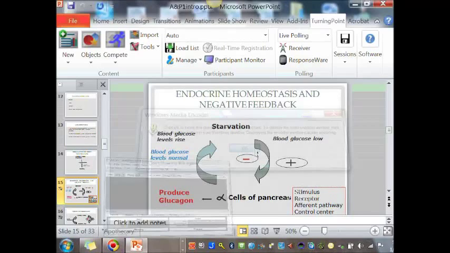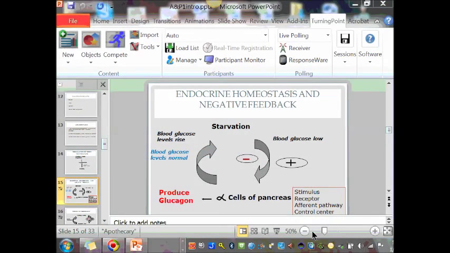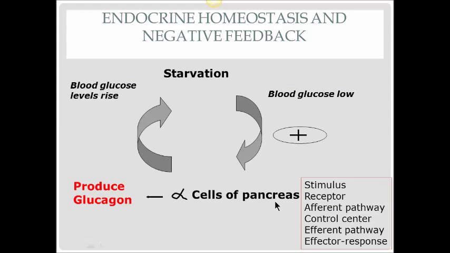This is an example of a feedback mechanism where I said that if the blood glucose was low, there are receptors in the body which sense that, and it goes to the pancreas. The pancreas stimulates the alpha cells in it to liberate a hormone known as glucagon. Glucagon causes breakdown of something called glycogen in the liver and skeletal muscle and releases glucose into the bloodstream, so your blood glucose level rises.